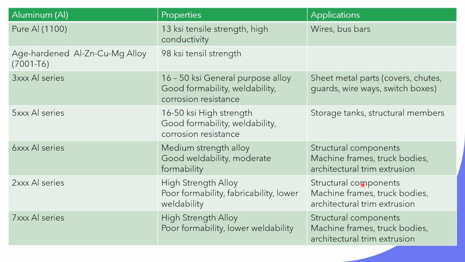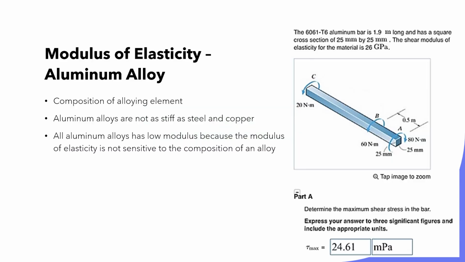So we use them the same way in structural components. When we say structural components, there are many different parts. If you think about the automobile, train, or airplane, they have structural parts. Aluminum is really good because it's lightweight, and it can also give you medium to high strength. Therefore, we use it in structural components, like frames and body structures.